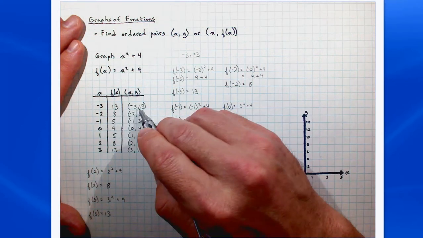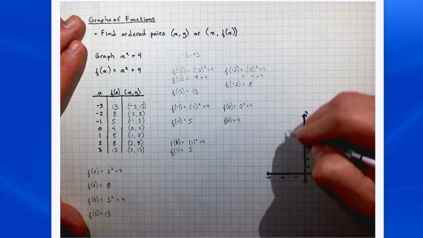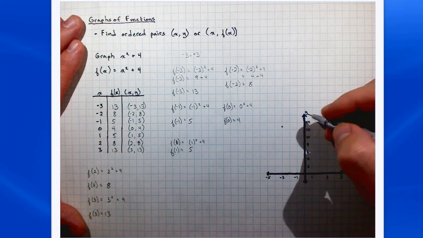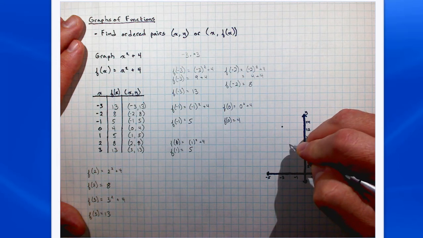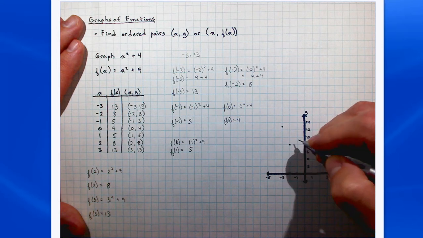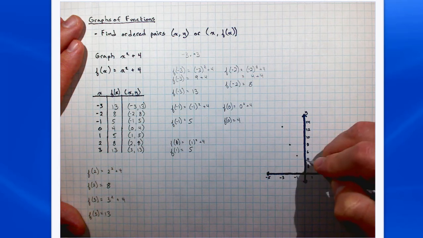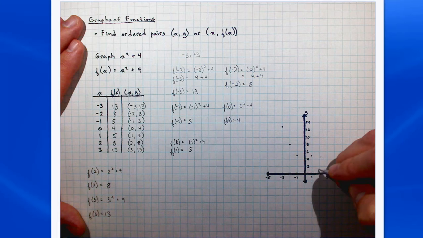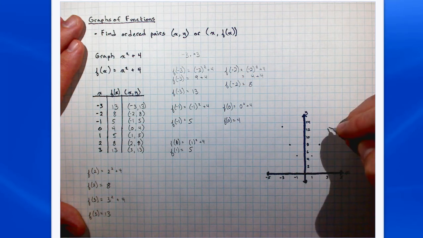So the first one, negative 3, 13. And then a negative 2, 8. And then a negative 1, 5. And it's 0 and 4. And then 1 and 5. And 2 and 8 and 3 and 13.